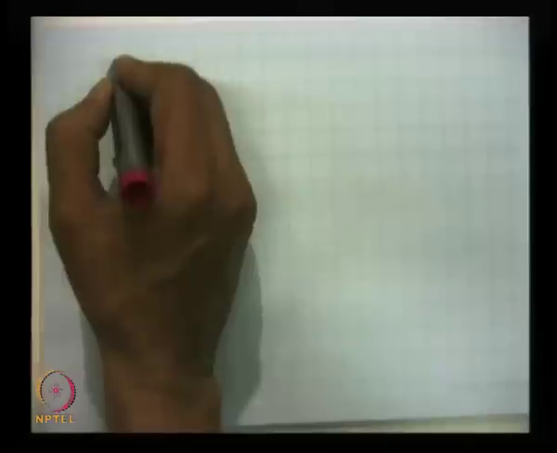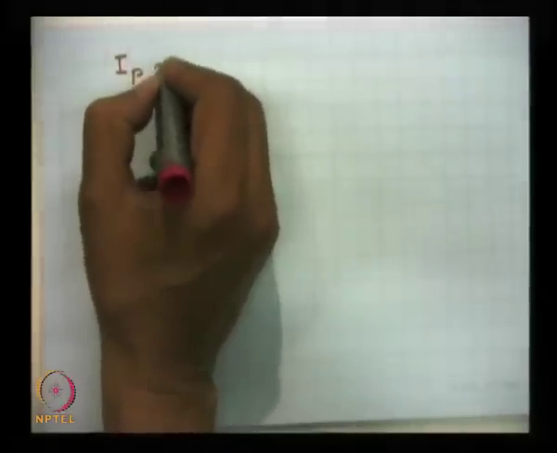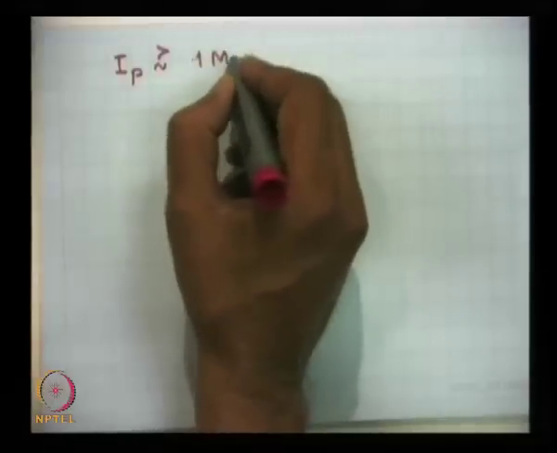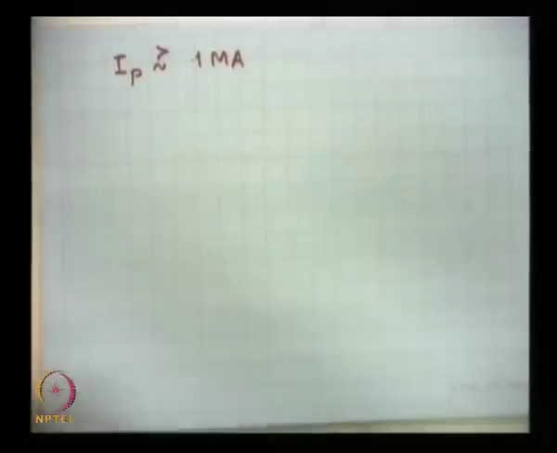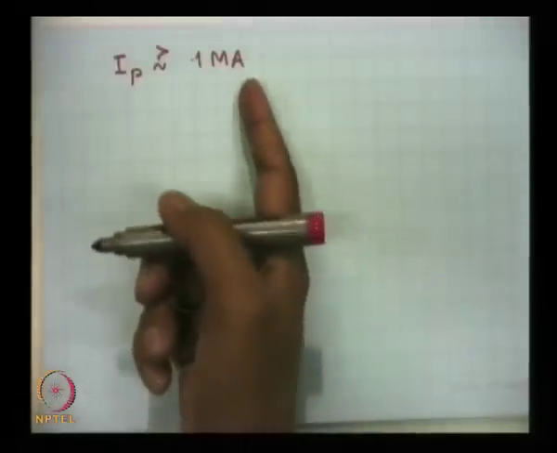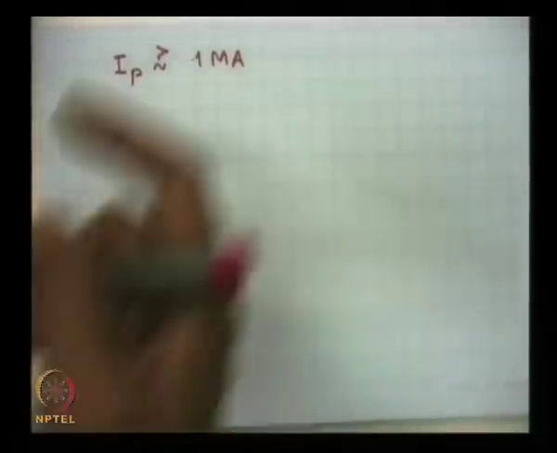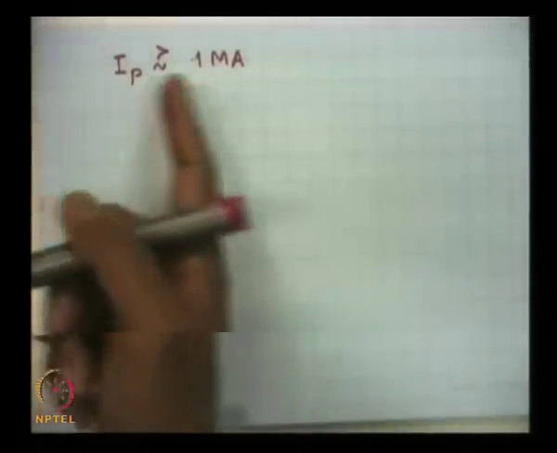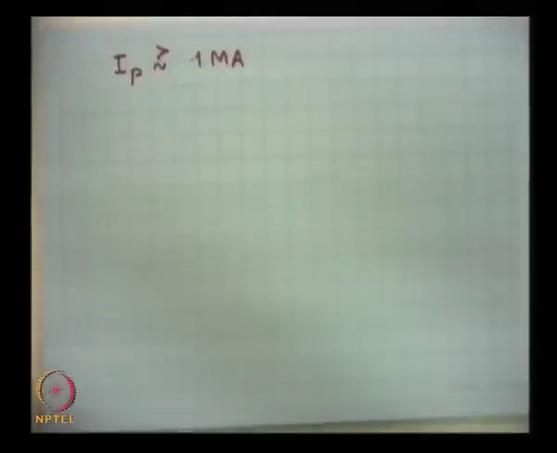However, before I close today's discussion, I would like to mention something about the plasma current. When you are talking about current IP of the order of or bigger than 1 mega ampere, several mega ampere current we are talking about, the loop voltage or EMF may be only a few tens of volts, but the current is very huge. The question arises, is every electron contributing to the current, or only some electrons are contributing to the current?